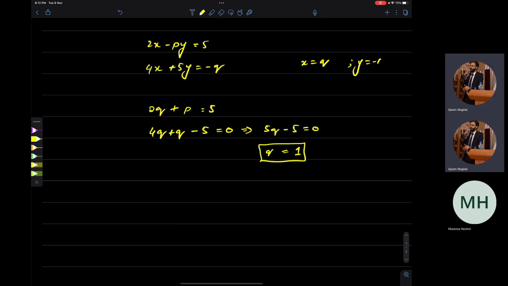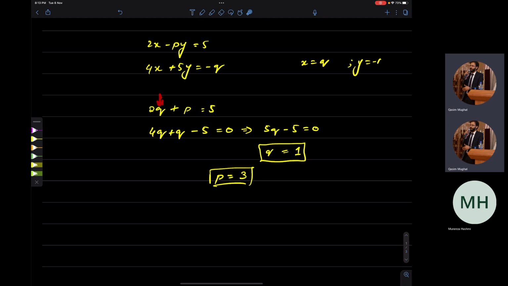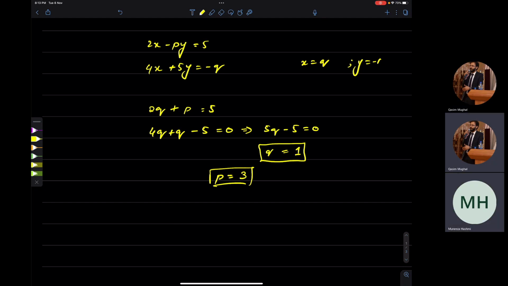Okay. And then for the value of p, you can use this value of q in the first equation and you can easily find the value of p. Okay, then p is going to be, I'm doing it directly. p is going to be 3. If you put q as 1, the 2 goes on the other side, 5 minus 2 is going to be 3. ठीक हो गया?